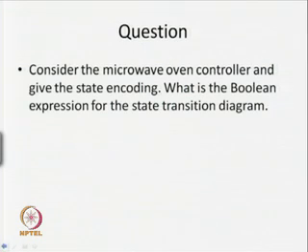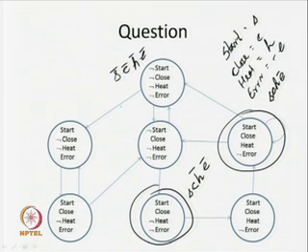So, what I am saying is: consider a microwave oven controller and give the state encoding. So, I can have the state encoding. What is the Boolean expression for the state transition diagram? Now, in this case, you have to consider all the transitions. We need another set of variables, where the next state variables will be S prime, C prime, H prime and E prime.